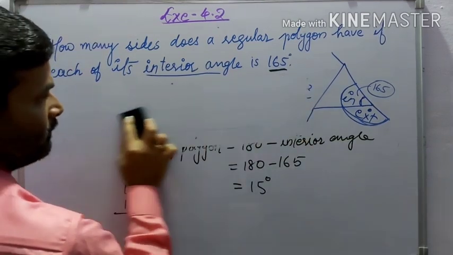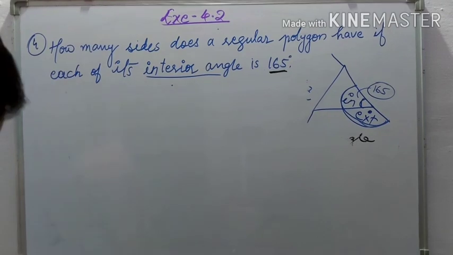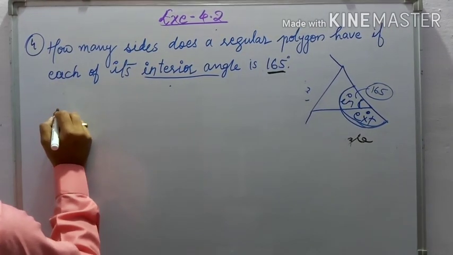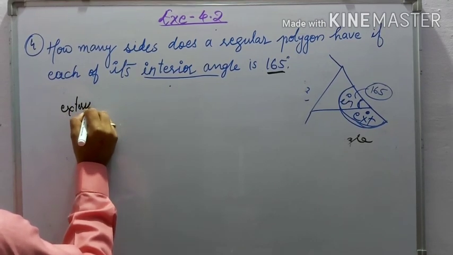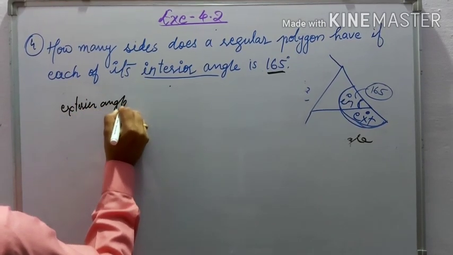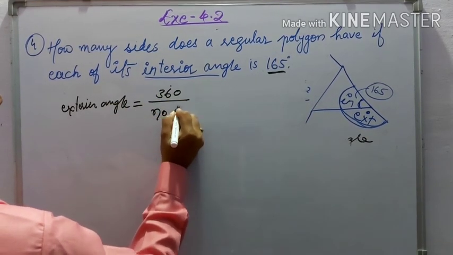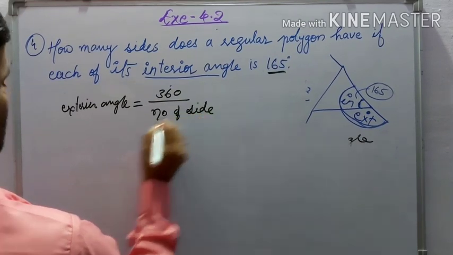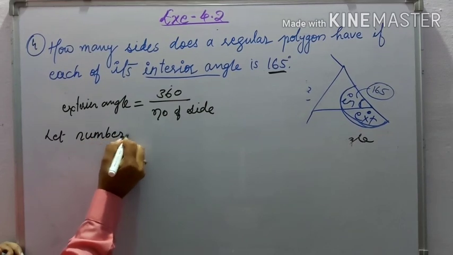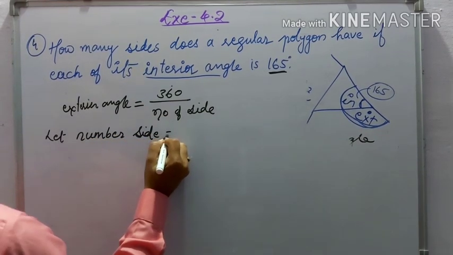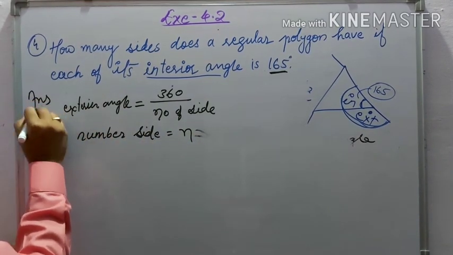Then after this, exterior angle is 360 upon the number of sides. Here let the number of sides be n. This is the answer.